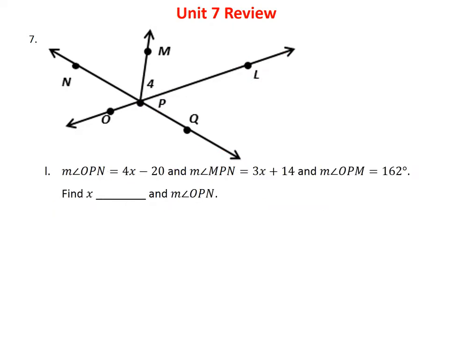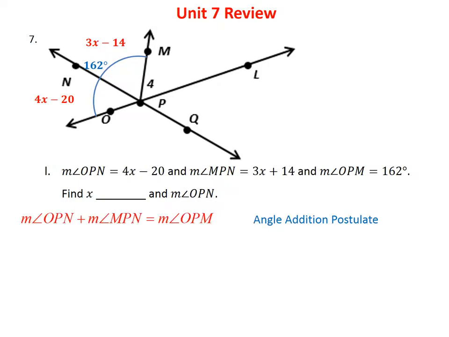7L gives us some information about the different angles algebraically and asks us to solve to find what x is and find what one of the missing angles is. So in this case, first thing, I'm just going to label some things. Measure OPN is 4x minus 20, and angle MPN is 3x plus 14, and then the whole angle represented by the whole blue line is 162 degrees. Notice that the 2 smaller angles are going to add up to the whole angle, and that's the basis for solving this problem. So we use the angle addition postulate to say that the measure of the 2 small angles adds up to the whole angle. Now substitute in what we know.